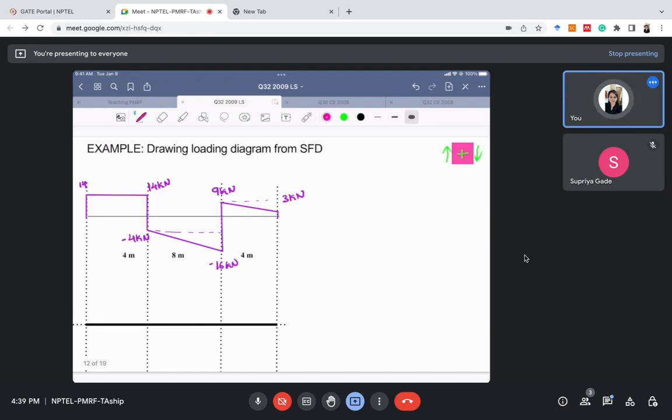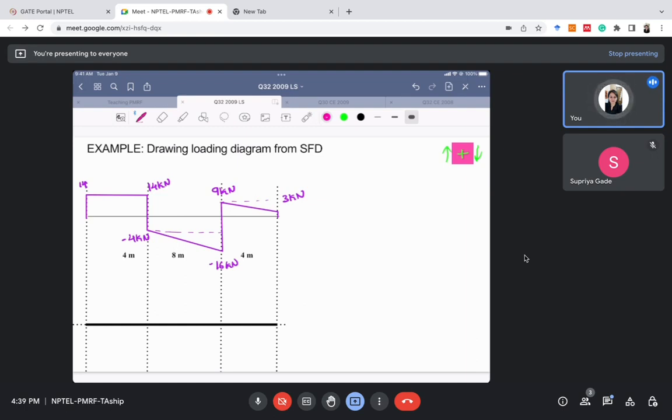I hope it is clear till now. Now we will see how to make the loading diagram from the shear force diagram. Till now I was discussing how to make the SFD and BMD from the loading diagram, but you can also get the reverse problem. So for making the loading diagram from the shear force diagram, we will consider this problem.